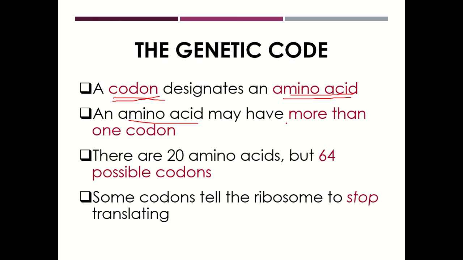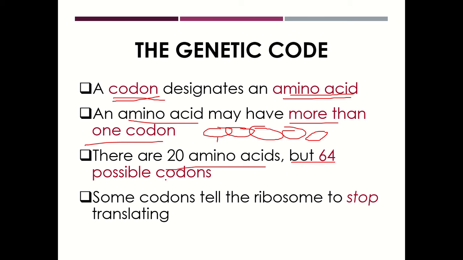So, ang amino acid, more than 1 codon. So, for example, ito yung isang codon, pangalawang codon, 3 codon. So, nagkakaroon tayo ng peptide. Then, pag madaming ganyan, tawag na natin dyan ay polypeptide. There are 20 amino acids but 64 possible codons. So, meaning 64 na codons na meron tayo. So, some codons tell the ribosome to stop translating. So, makikita natin yan mamaya.